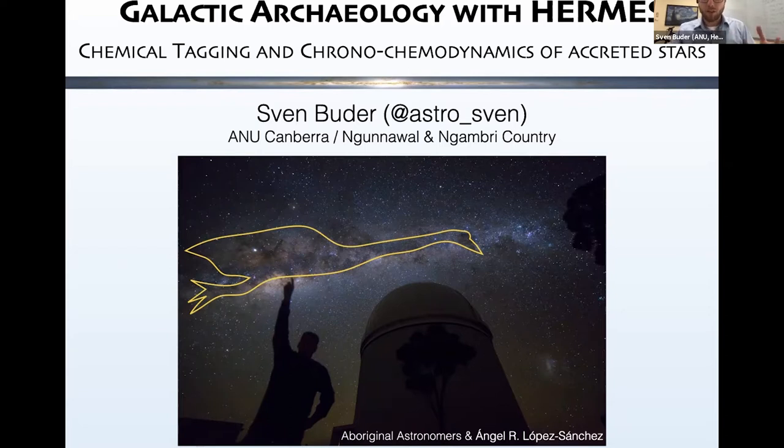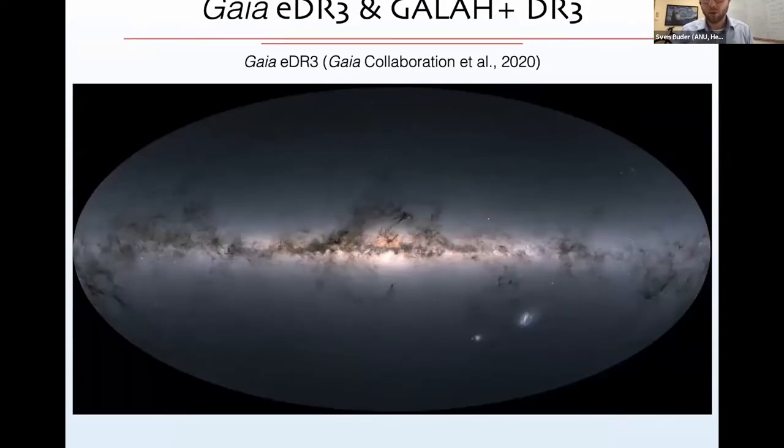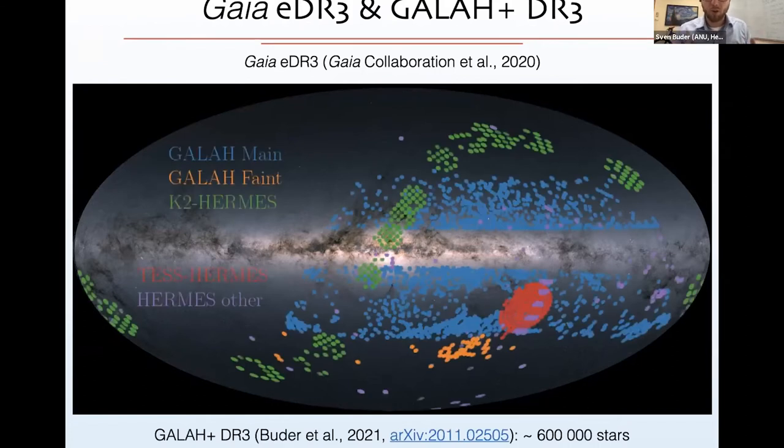But on the other hand, thanks to the amazing data that we have from Gaia and now also in contribution with GALAH, we can really combine this data to analyze more detailed and complex substructures. So in addition to all the information we get from Gaia with astrometric and photometric information, GALAH DR3 is adding more than 600,000 stars and especially their spectra to our community.